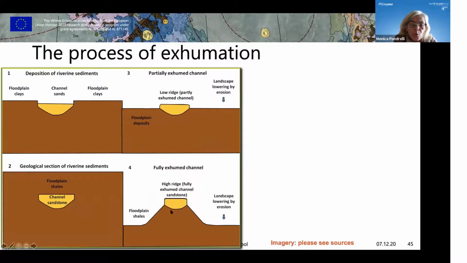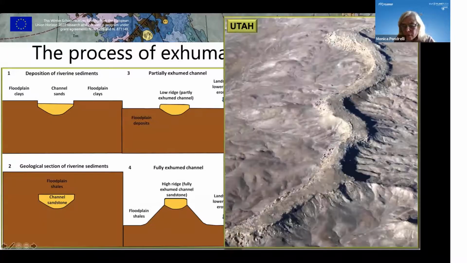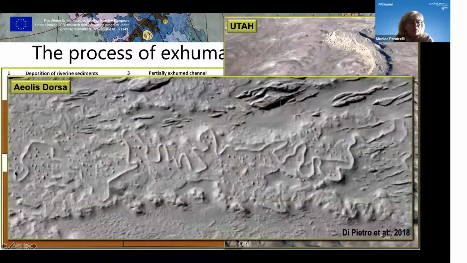So with time, what is called an exhumed channel is formed. This is an example from Earth, from Utah, and this is a beautiful example from Mars. This sort of beautiful snake is actually an exhumed channel in Aeolis Dorsa, and it represents an exhumed channel because the floodplain material which was here has been swept away, and this remains in this elevated position.